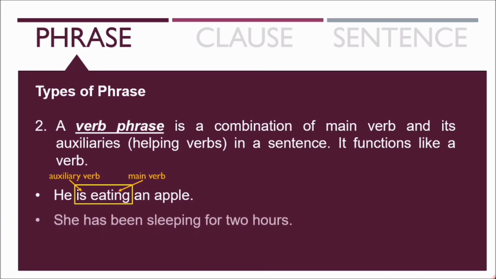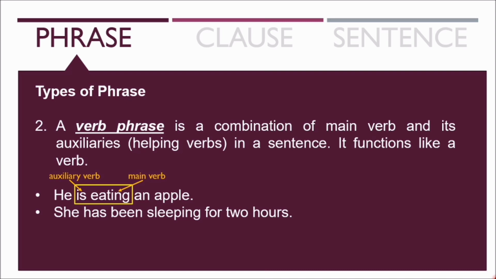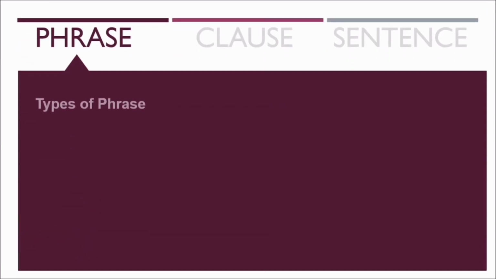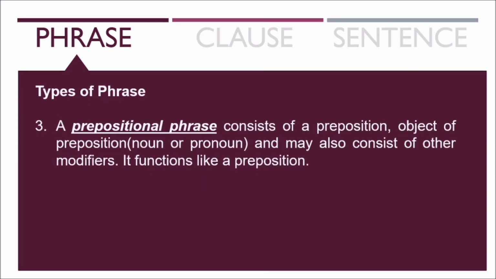Now, can you help me locate where is the verb phrase in our next sentence? She has been sleeping for 2 hours. If your answer is has been sleeping, then you are correct. Okay, so that is for verb phrase. Now let's proceed to prepositional phrase. Your prepositional phrase consists of a preposition, object of preposition just like your noun or pronoun, and may also consist of other modifiers. Basically, it functions like a preposition, just like a preposition of time or a preposition of place.